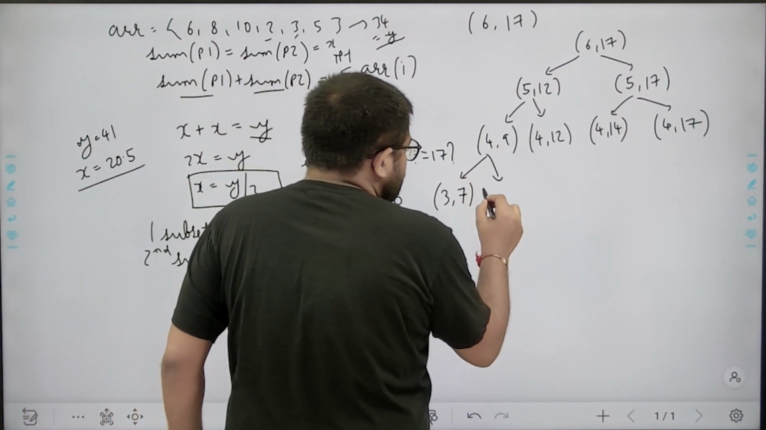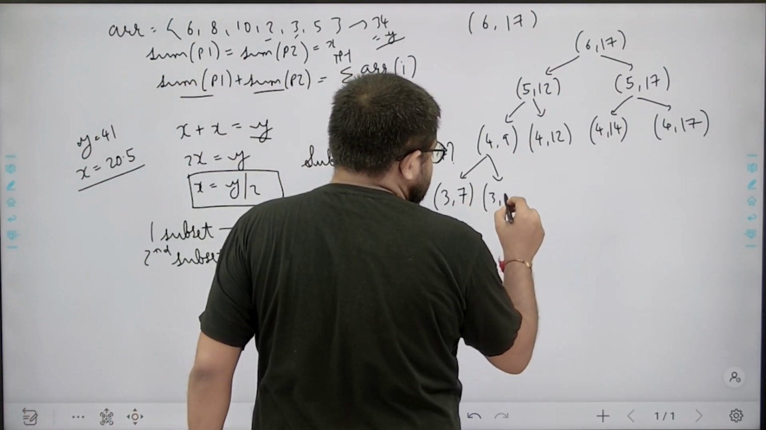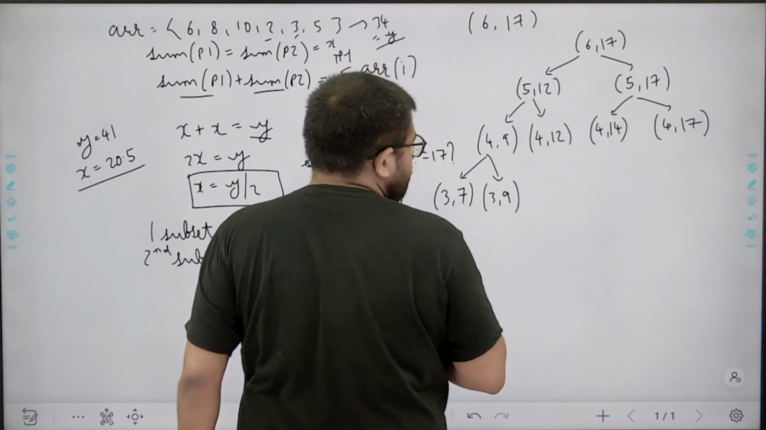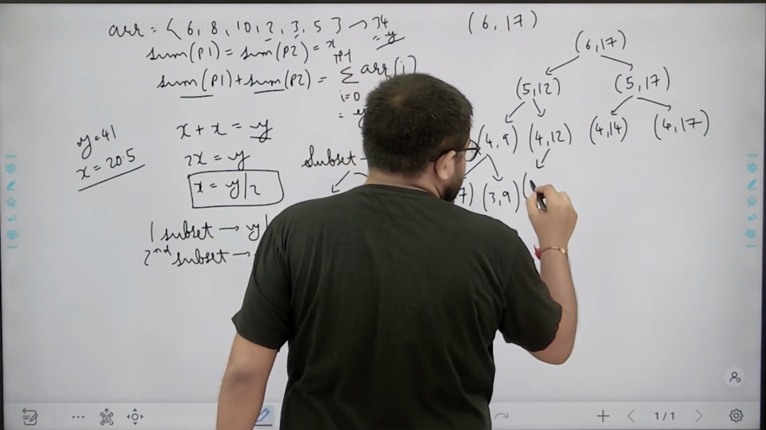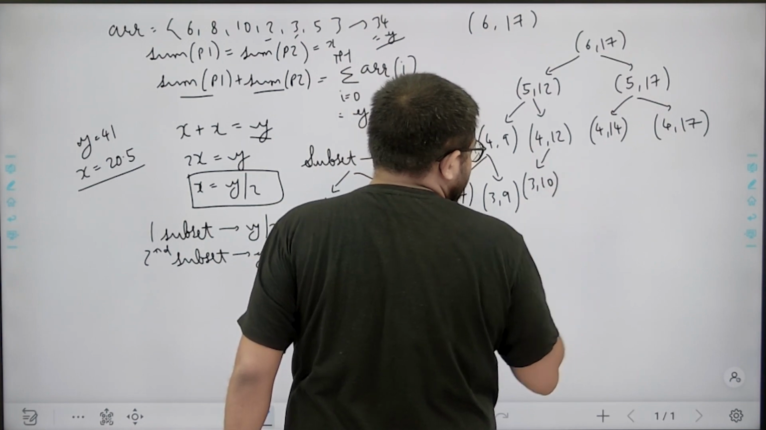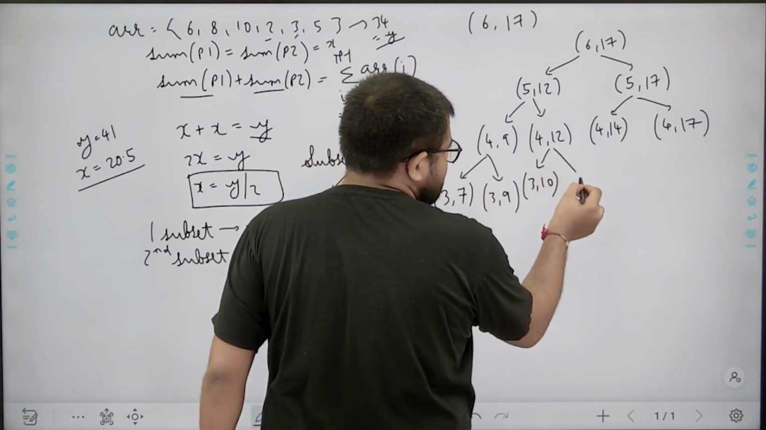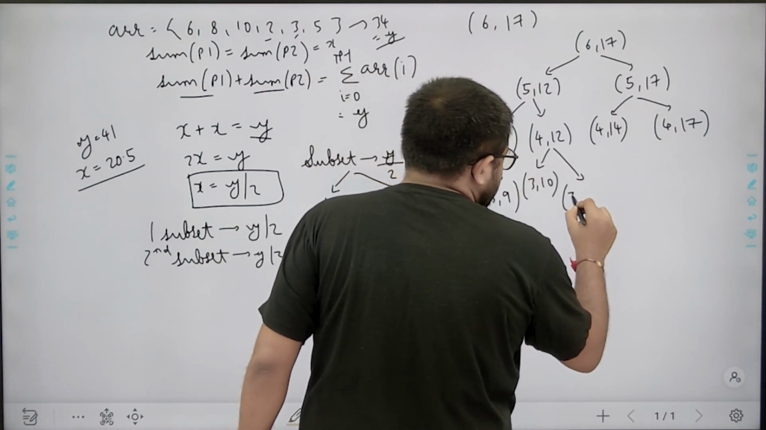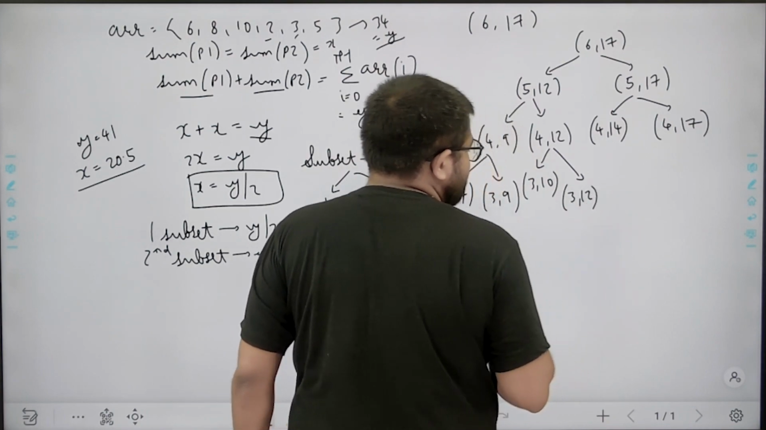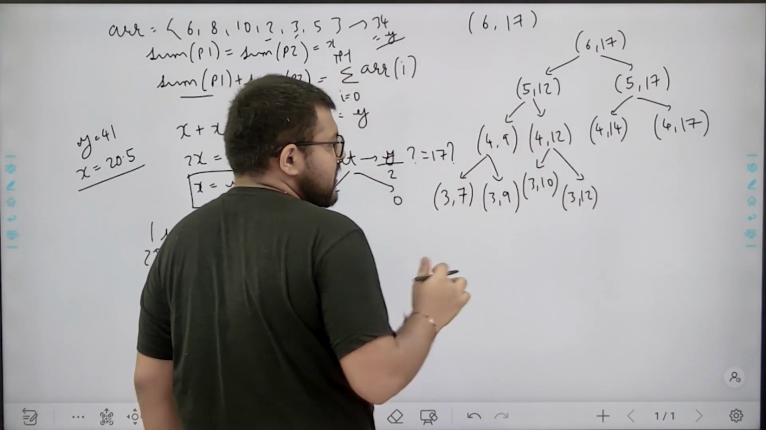And we decide not to take it. So from the first 3 elements, can I get a subset with sum 9 or not? Here also suppose I decide to take it. So from the first 3 elements, can I get a subset with sum 10? Or from the first 3 elements, can I get a subset of sum 12? I decided not to take it.